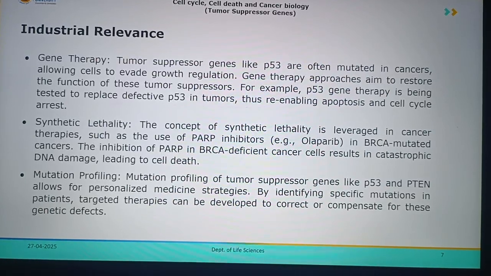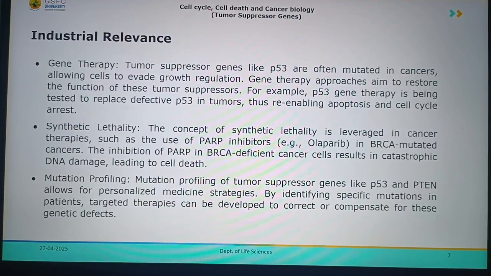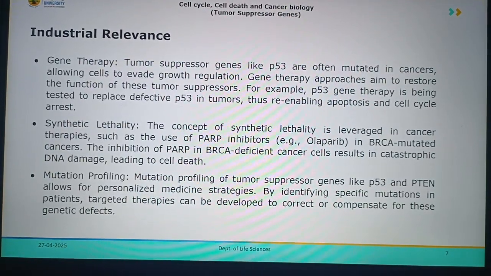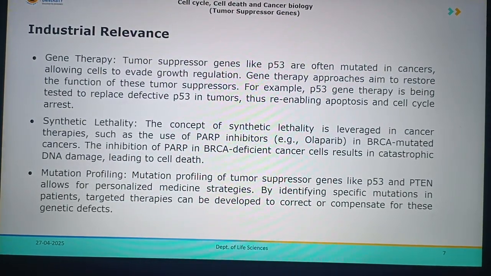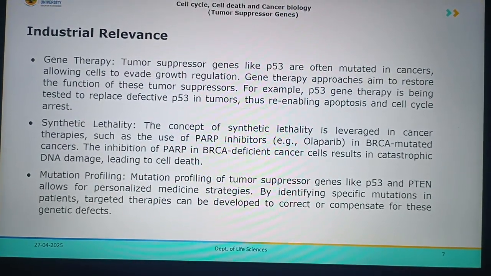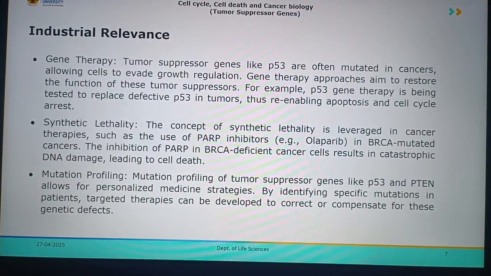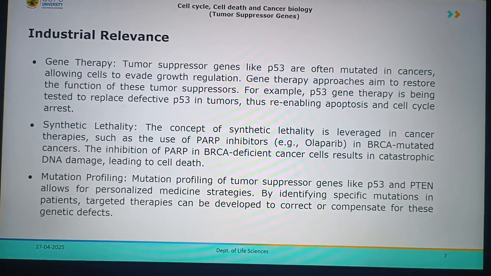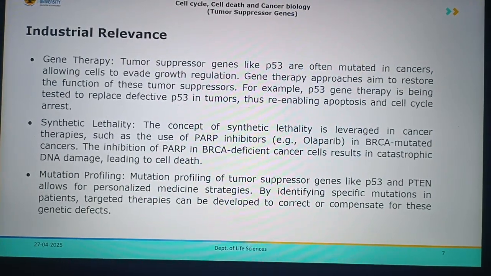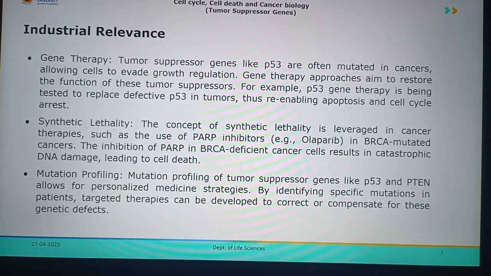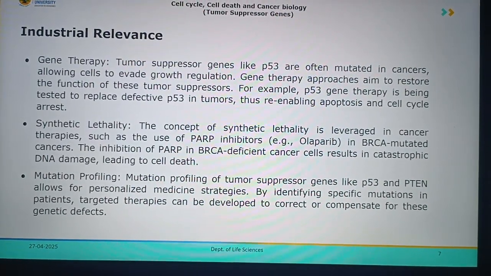Gene therapy. Tumor suppressor genes like p53 are often mutated in cancers, allowing cells to evade growth regulation. Gene therapy approaches aim to restore the functions of these tumor suppressors. For example, p53 gene therapy is being tested to replace defective p53 in tumors, re-enabling apoptosis and cell cycle arrest.